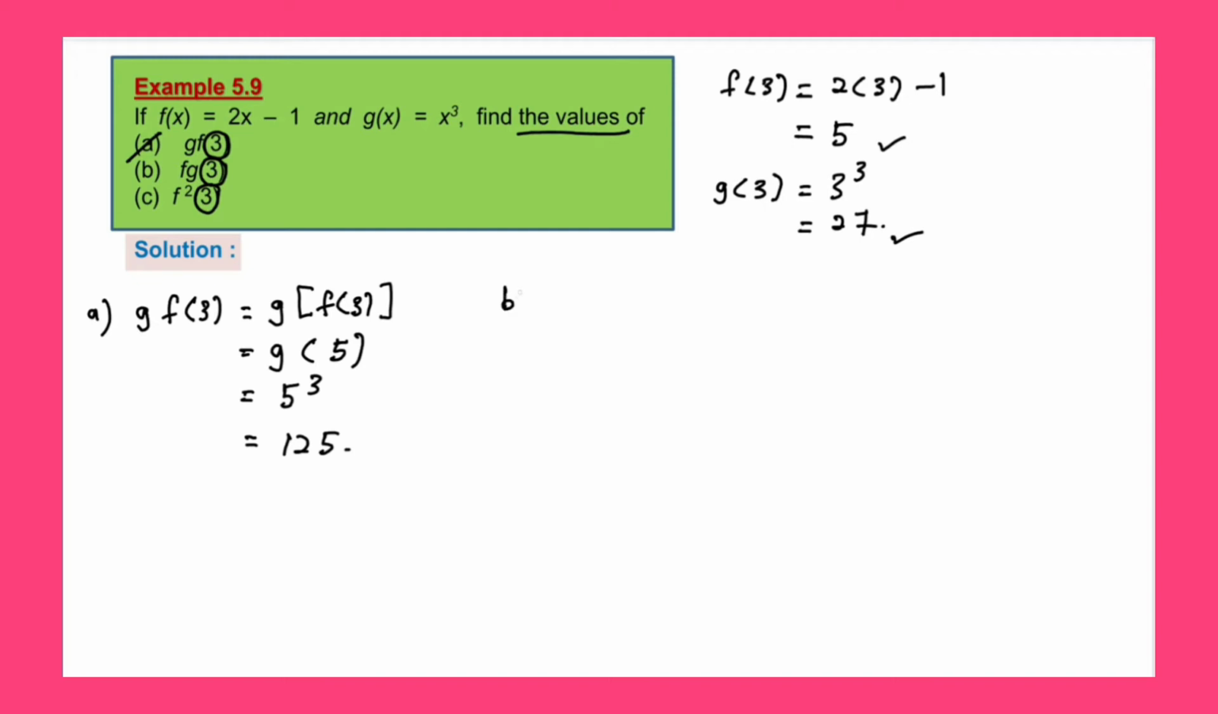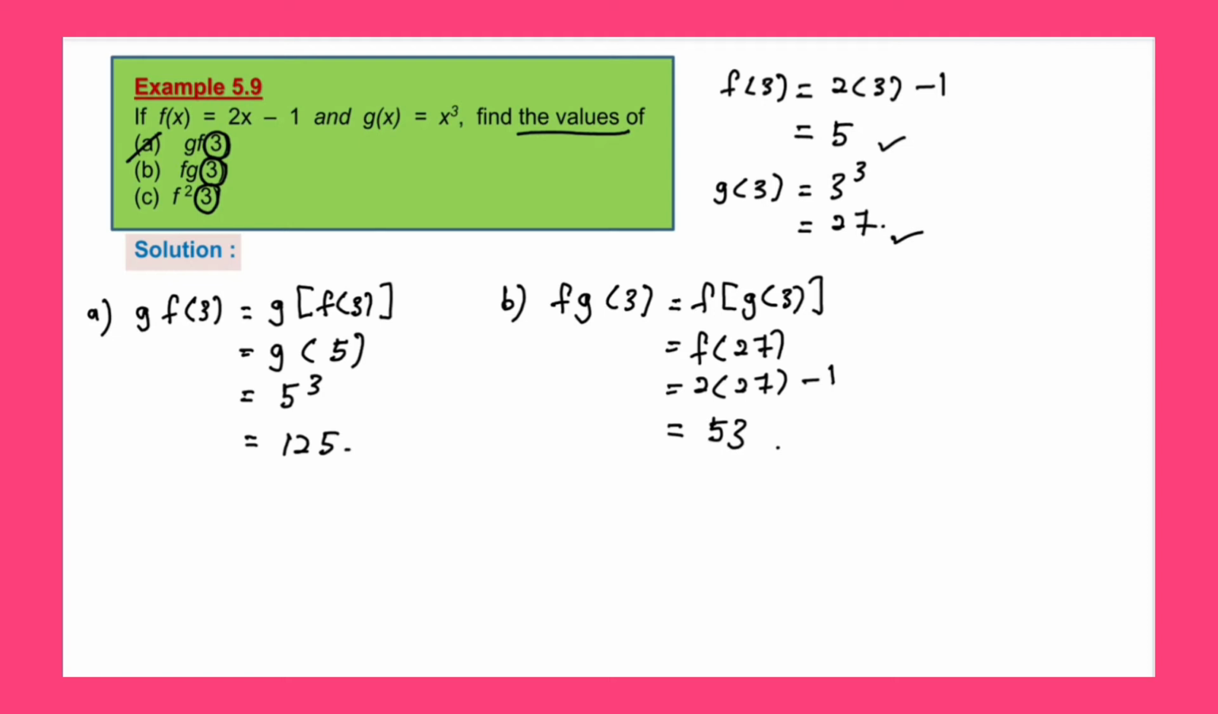For question b, we have fg(3). We know that g(3) equals 27, so this is f(27). Next we use 27 as the input for function f, which means 2(27) minus 1, and this gives you 53. That is b.